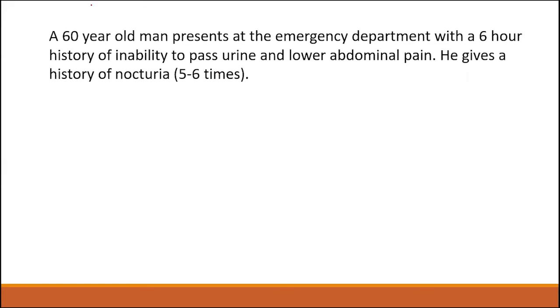A 60-year-old man, very important, presents at the emergency department with a 6-hour history of inability to pass urine, and there's lower abdominal pain. He gives a history of nocturia 5 to 6 times. So inability to pass urine, lower abdominal pain. Usually this pain will normally be at the suprapubic area. Of course, that is where your bladder is, isn't it?